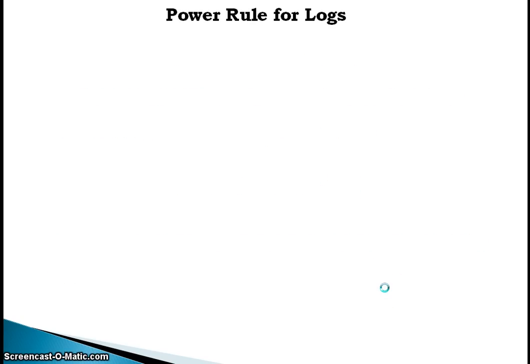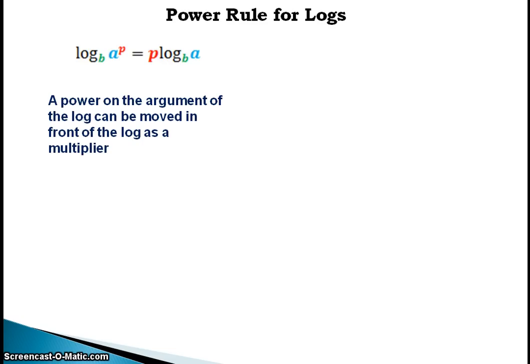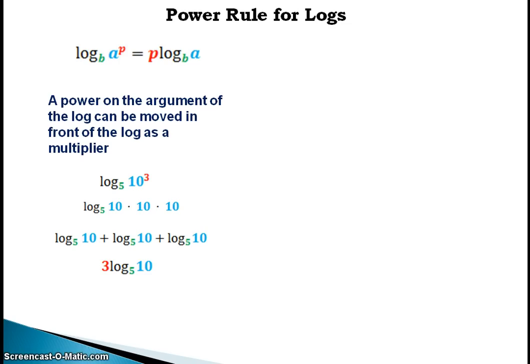Now the power rule is very similar to the power of a power rule for logs. It says that if I have an exponent on my input for my log, that exponent can be rewritten as a multiplier for my entire log. Let me show you an example of that. If I start with log base 5 of 10 to the third power, that is equal to 3 log base 5 of 10. Here's another example. Log base 10 of 5 to the second power is equal to 2 times log base 10 of 5.